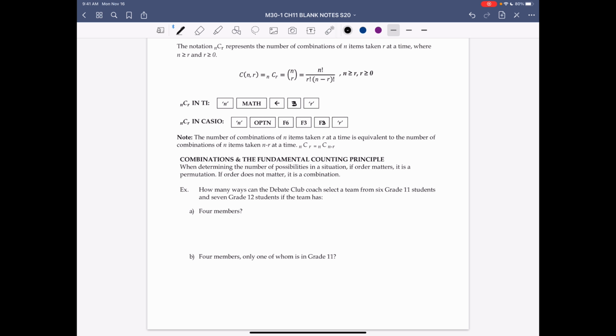Combinations and the fundamental counting principle. When determining the number of possibilities in a situation, if order matters, it's a permutation. If order does not matter, it's a combination.